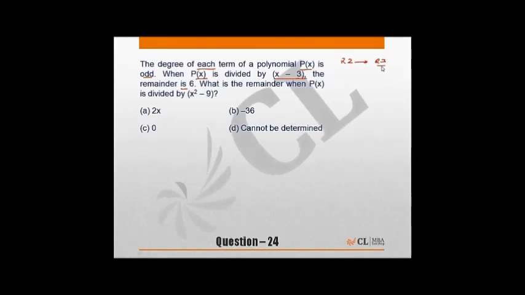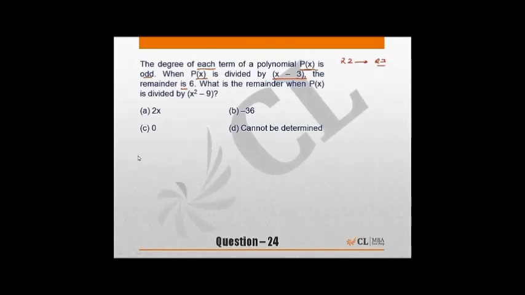Now typically I do these questions by creating an equation which will satisfy the condition. What do I mean by that? Can I take a specific case of P(x) which, when divided by x minus 3, will give me a remainder 6? In the paper I was not able to do that, but after the paper I solved it, and let me share how I solved it.